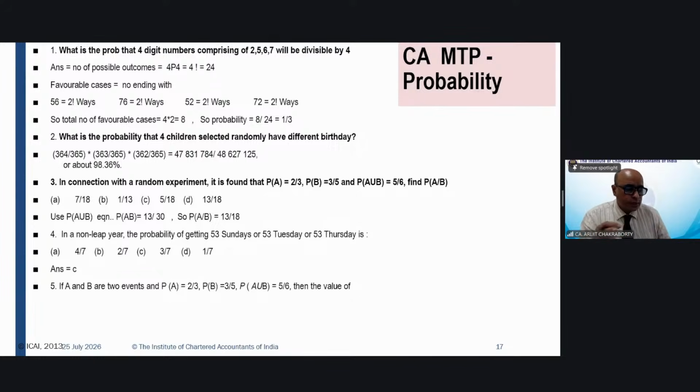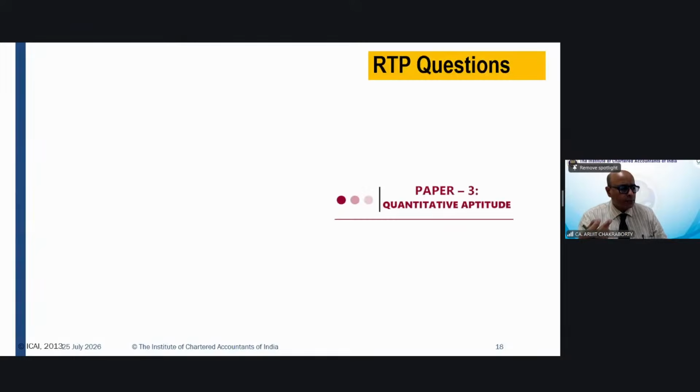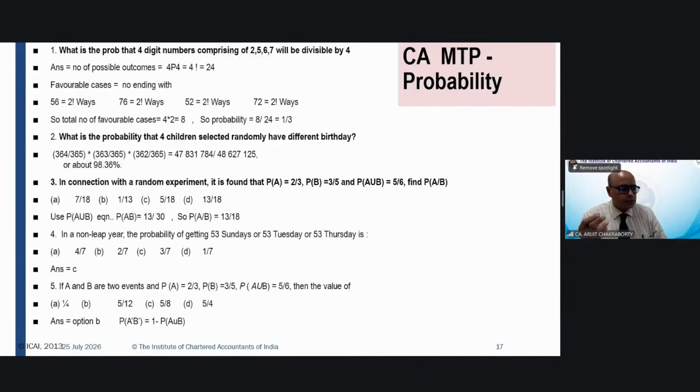Fifth question: if A and B are 2 events, P(A) is given, P(B) is given, P(A union B) is given, we have to find the formula for P(A'/B'). So that is simply the complementary probability, 1 minus P(A union B). So this also you can work out using the given values.